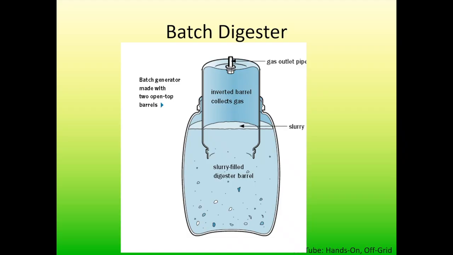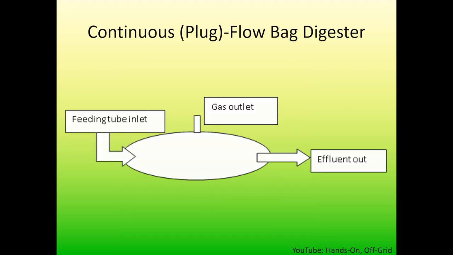There are lots of options for building a plug flow or continuous flow digester. These are fed a periodic plug of material, and as new material is put in, effluent is pushed out. I've seen them made out of heavy-duty plastic bags and even old culverts. As long as it's airtight and you can manage your process and flows, give it a shot.